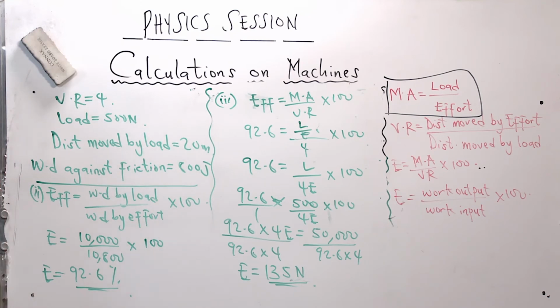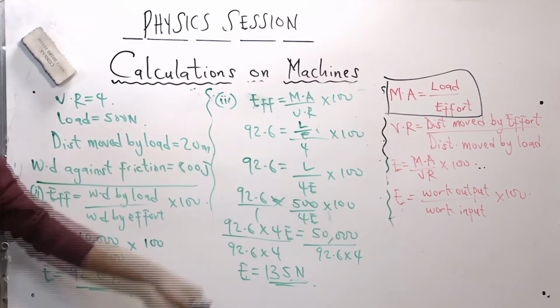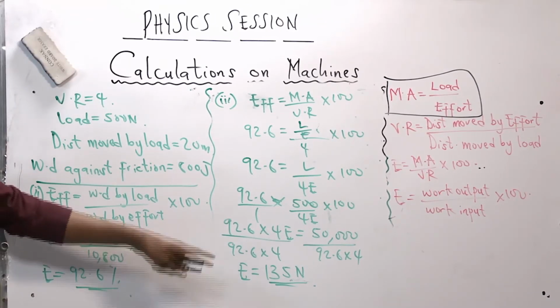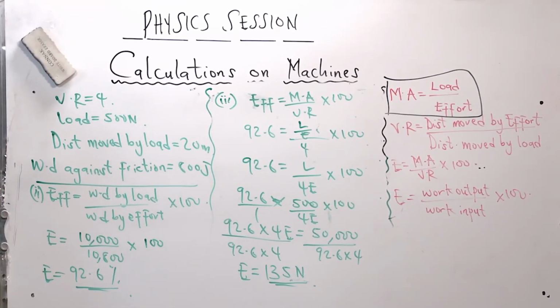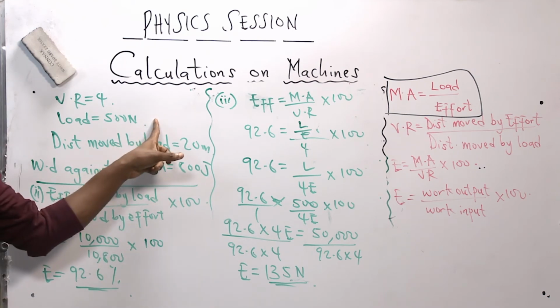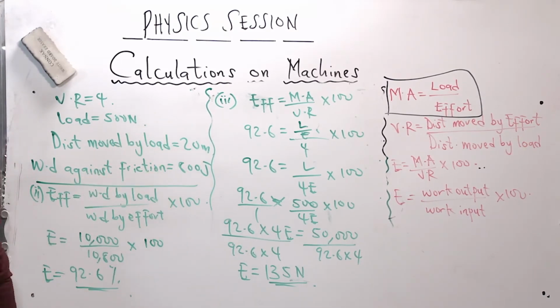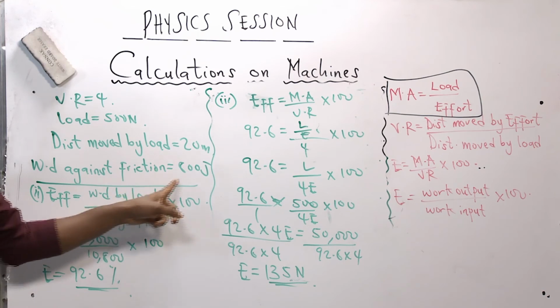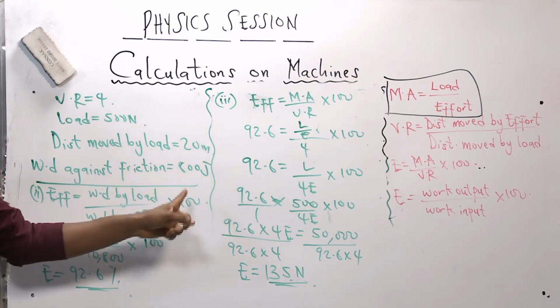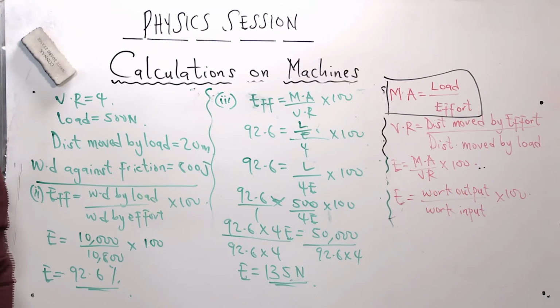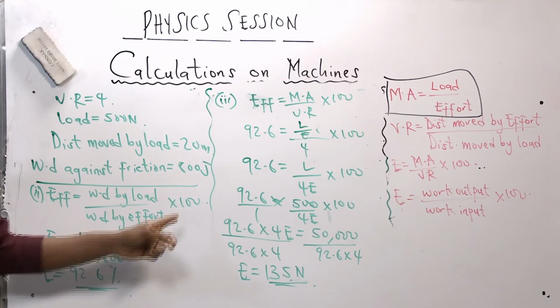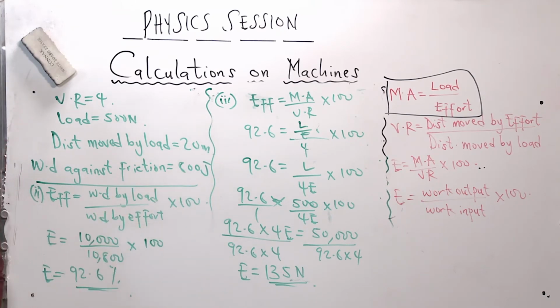Onyeka said he doesn't understand the previous step. So the first thing I did in the first answer was say that the total work done is equal to work done by load plus work done by friction. The work done by load was calculated as the product of load times the distance moved by load, which was 10,000. I added that with the work done against friction, and that gave us 10,800 joules. That's the work done by the effort, right?